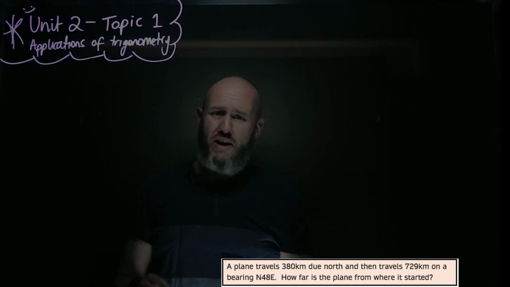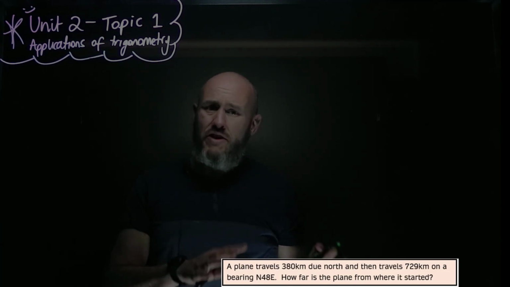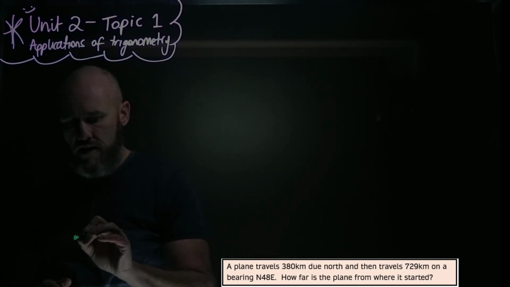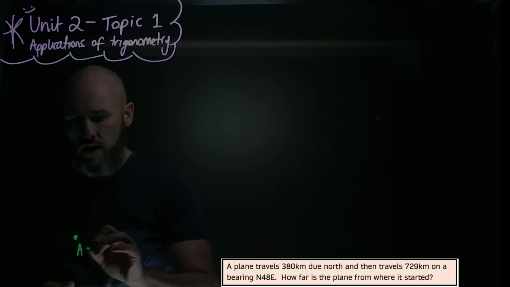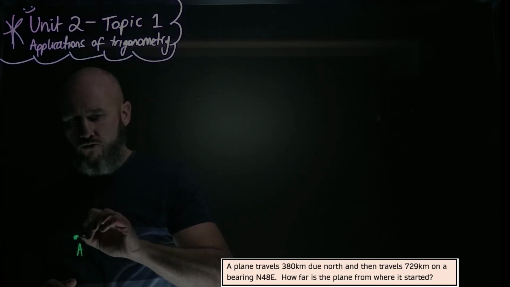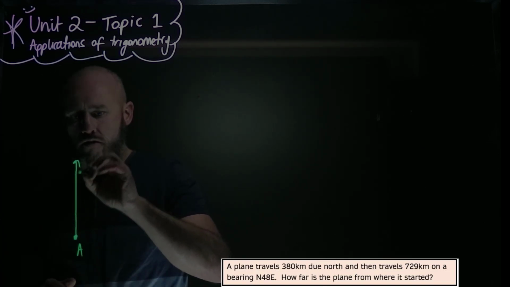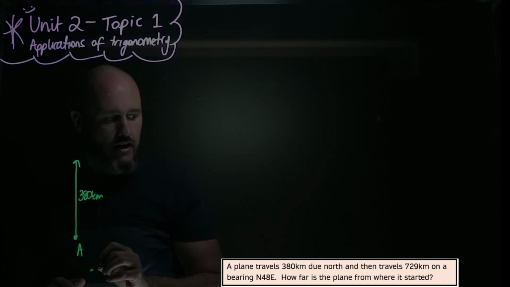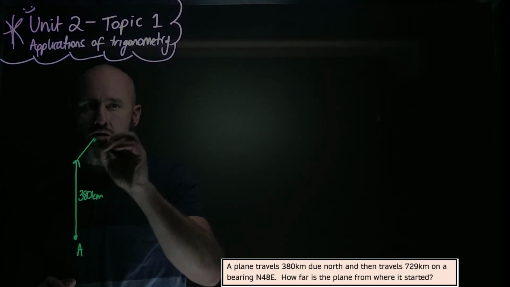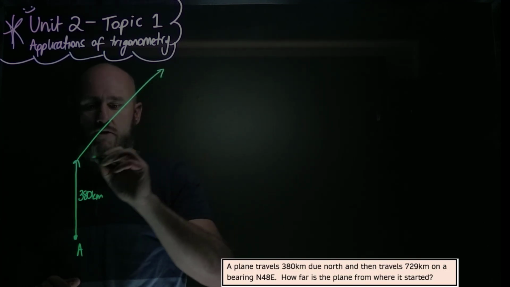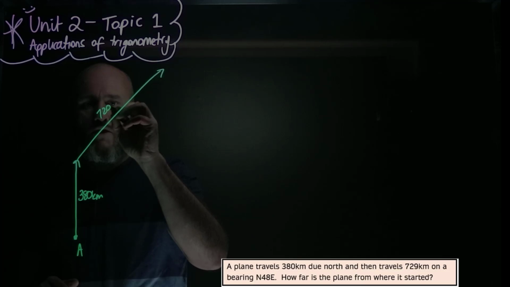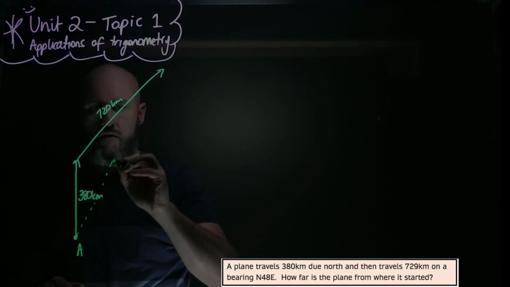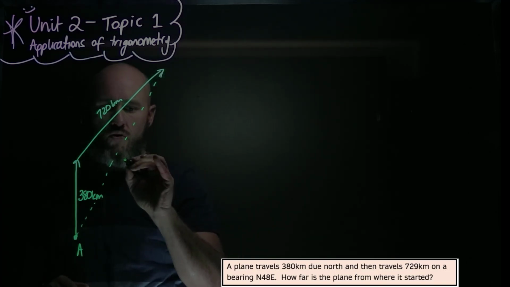Now this plane is flying predominantly north. So given that information, I'm going to start my diagram down here, and I'll call the starting point A. North 380 kilometres. And then north-east, but this time 720 kilometres. And so that's 720 kilometres. And so the resultant distance is this one here, and we'll call that X.